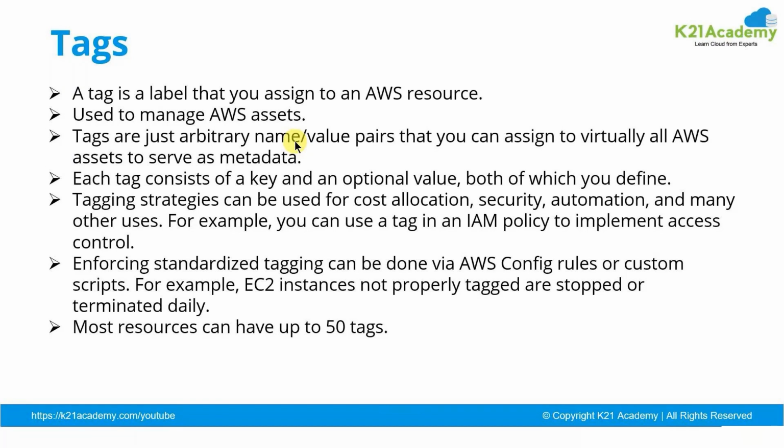You can add up to 50 tags to one EC2 instance or to one service, which can be used for the purpose of classification, for the purpose of creating scripts. These tags can even be used in IAM policy to implement access control. So if the value of this tag is this, then these are the users who will be allowed access. Like that, these tags can be used for various strategies. You can do cost allocation, security, automation on the backup. They can be used for anything, the tags.